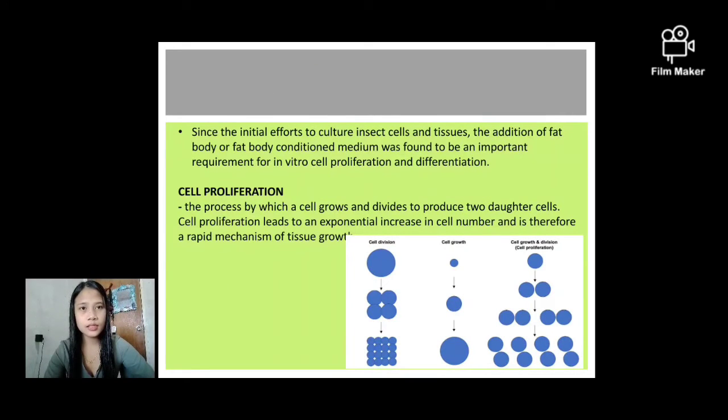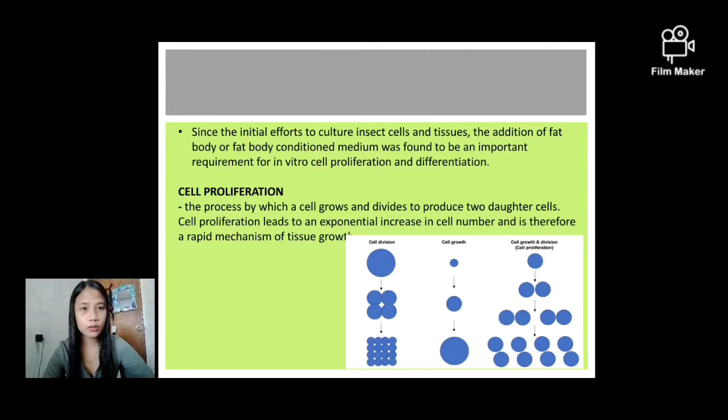Next, since the initial efforts to culture insect cells and tissues, the addition of fat body or fat body conditioned medium was found to be an important requirement for in vitro cell proliferation and differentiation. So, what is cell proliferation? It is the process by which a cell grows and divides to produce two daughter cells. Cell proliferation leads to an exponential increase in cell number and is therefore a rapid mechanism of tissue growth.